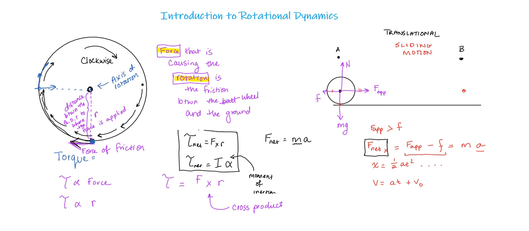So we're going to say that torque can equal these two things, and you can see the analog between these two situations, I alpha and MA, look very, very similar. So we'll pick up there in the next video.